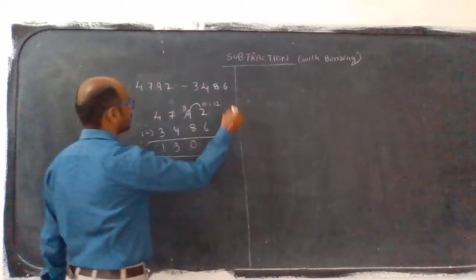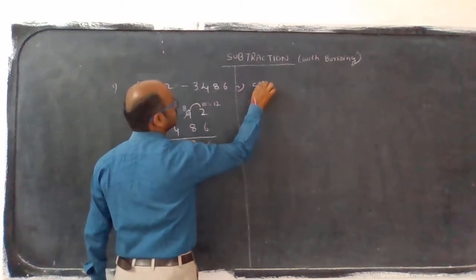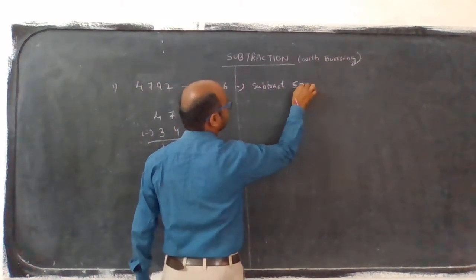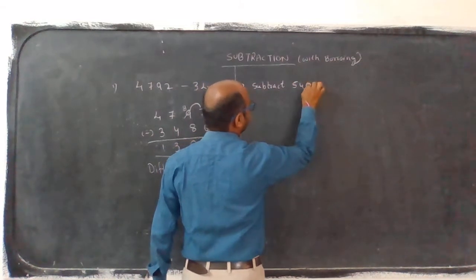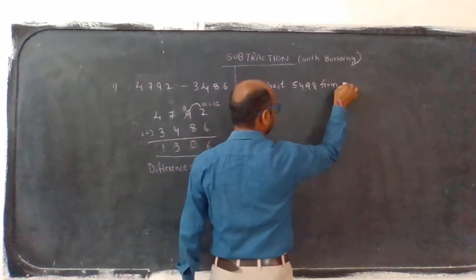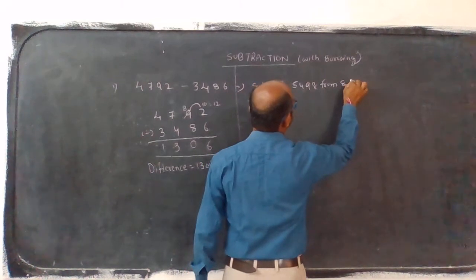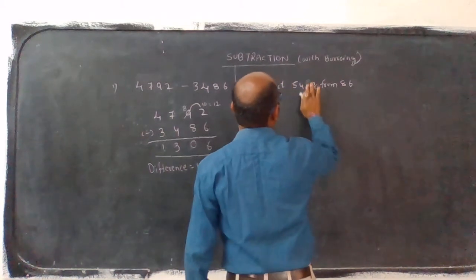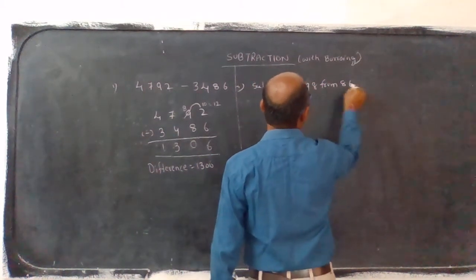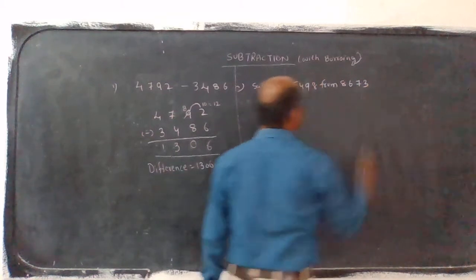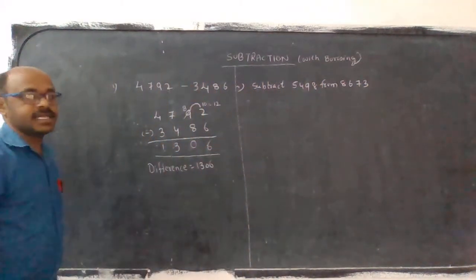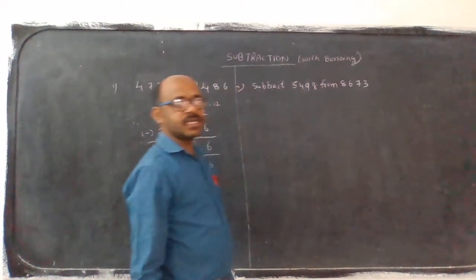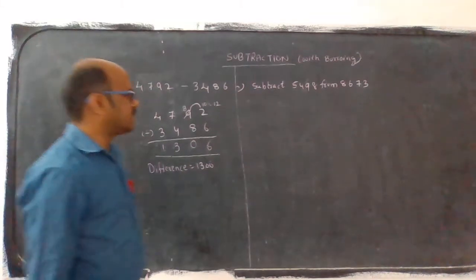Okay, children. Second question. Subtract 5,498 from 8,673. See children, subtract 5,498 from 8,673. Then first, which is the bigger number?